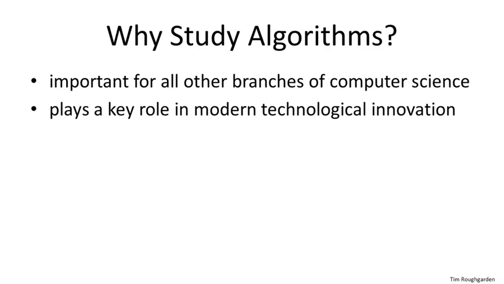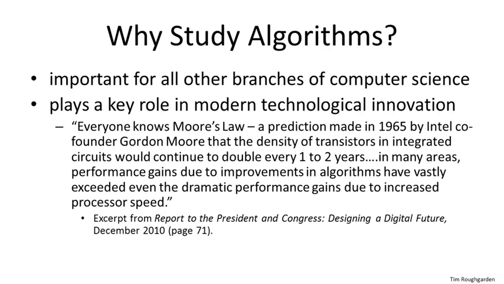A second reason to study algorithms is that they play a key role in modern technological innovation. Obviously, I could give any number of examples here. Let me just state one super obvious one, which is that search engines use a tapestry of algorithms to efficiently compute the relevance of various web pages. The most famous such algorithm, which you may have heard of, is the PageRank algorithm in use by Google. Indeed, in a December 2010 report to the United States White House, the President's Council of Advisors on Science and Technology argued that, in many areas, performance gains due to improvements in algorithms have vastly exceeded even the dramatic performance gains due to increased processor speed, as you'd be familiar with in the form of Moore's Law.